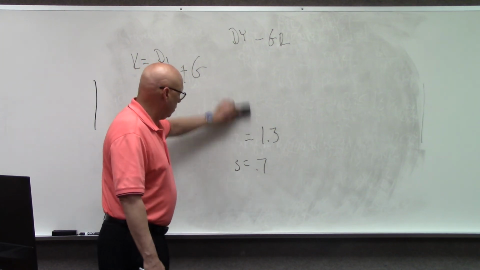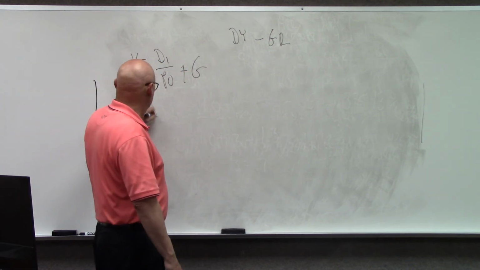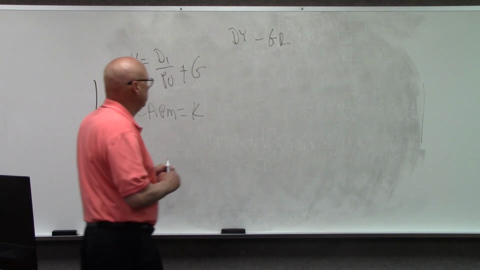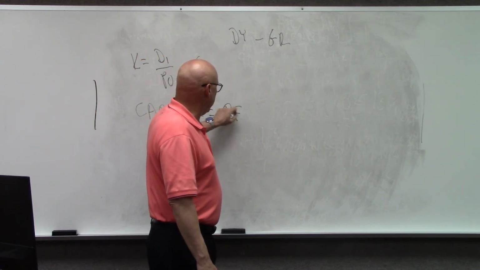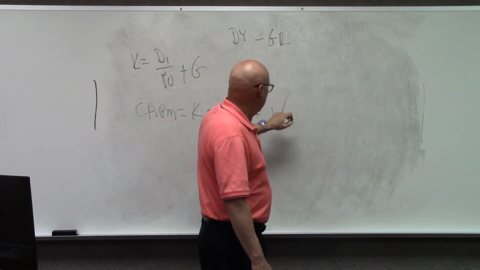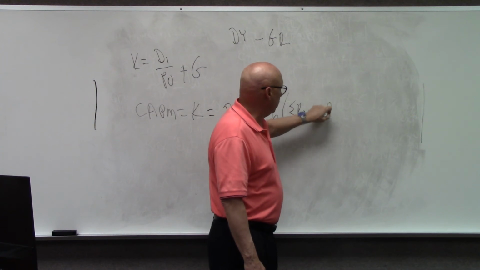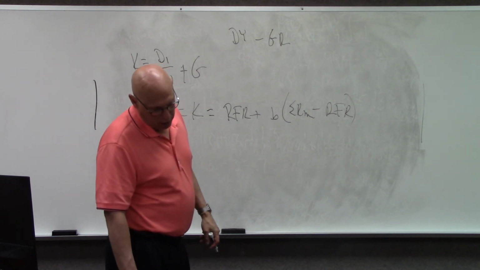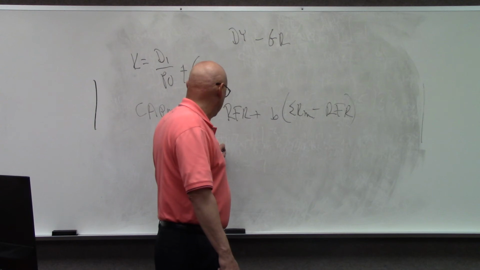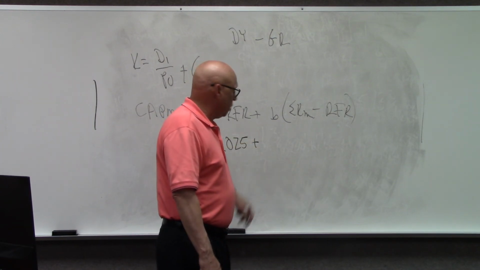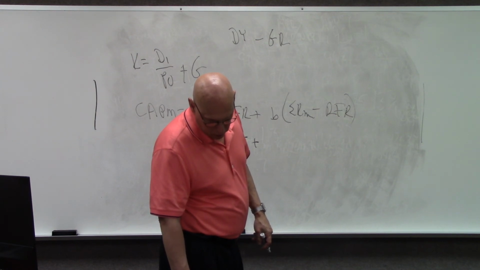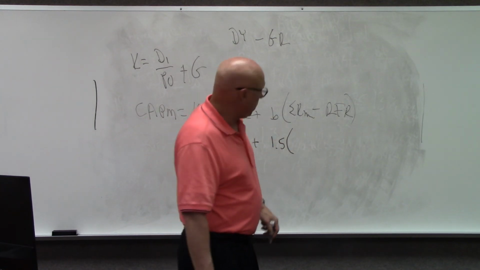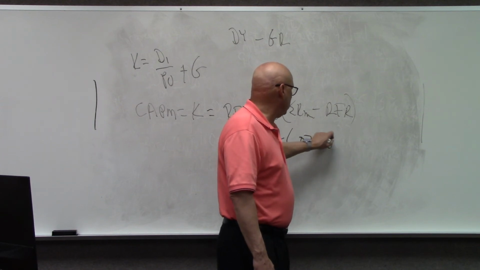CAPM equals K, which equals the risk-free rate plus beta times the expected return of the market minus the risk-free rate. All right, so the risk-free rate is the Treasury bill, and it is 0.025, plus a beta that is 50% more volatile, 1.5, times the expected return for the market, 0.07 minus 0.025.